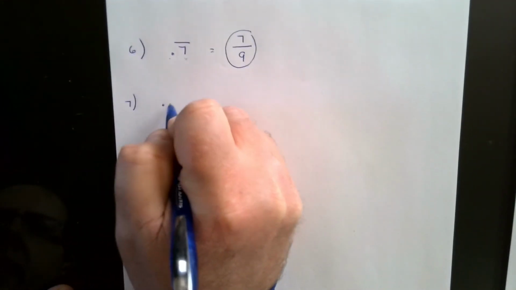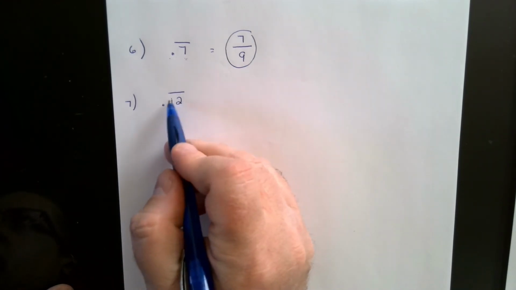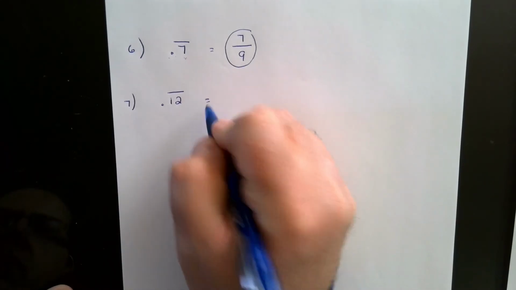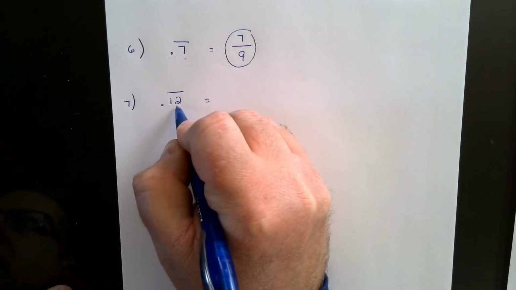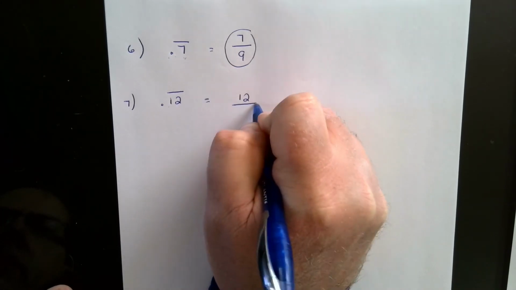So let's say we had a problem that looks like this. We have 0.12 with the repeating bar over top of it. As we said before, we're looking at what's behind the decimal location. There are two spots, which is the 12, and that's what's going to go on top.